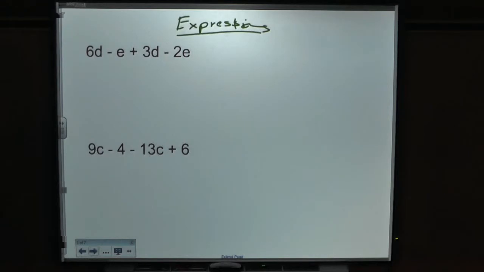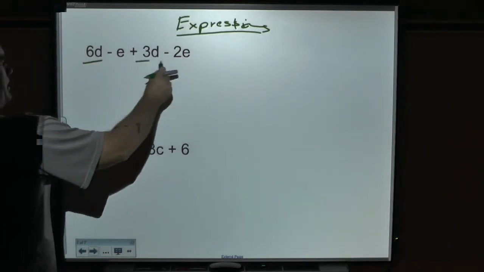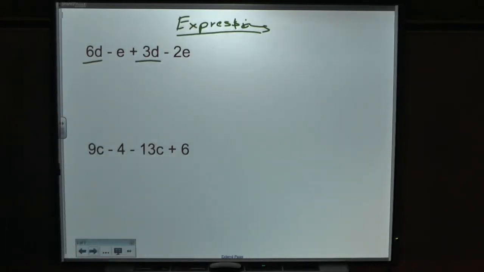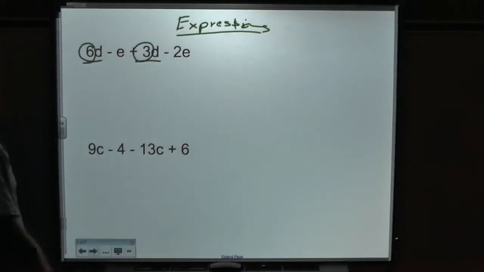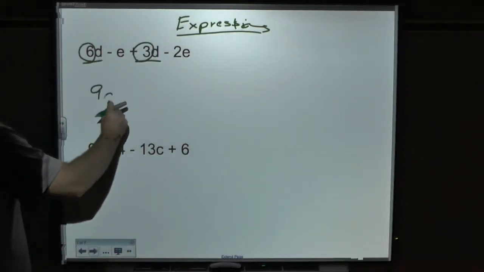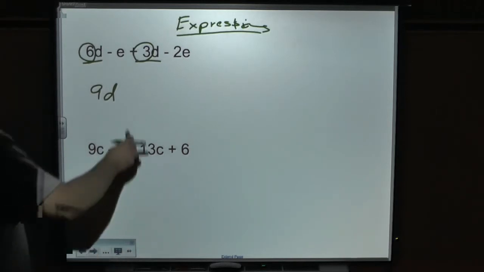Thank you. So, as we look at this, what we'd like to do here is look for variables or terms that have the same letter and the same exponent. So if you look at this 6D, the only term with the same letter and same exponent is the 3D. And what we do is we combine the coefficients. So 6 plus 3 gives you 9, so that's how we get 9D.